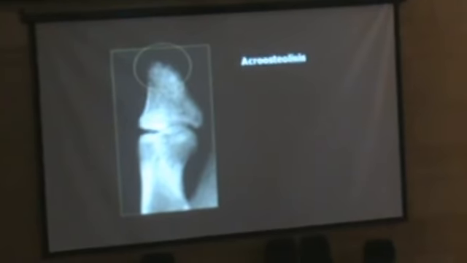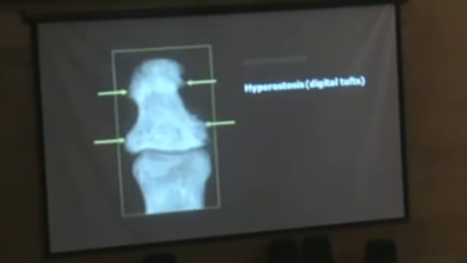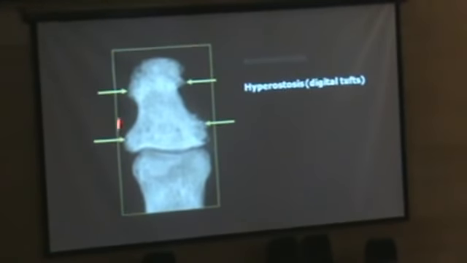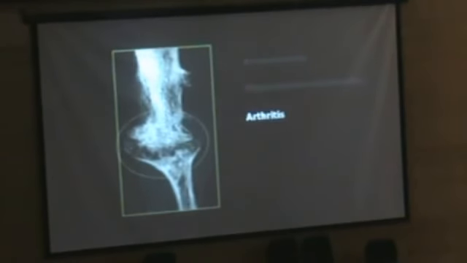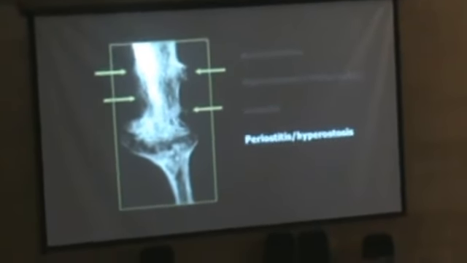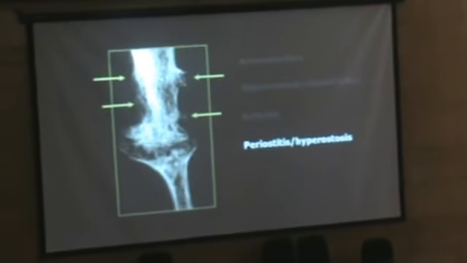Okay, this is another finding. This is a non-specific finding. Acrosteolysis we may see in a bunch of diseases, but we can see it as well in psoriatic arthritis. And this is another example of very important hyperostotic changes in the distal phalangeal bone, especially in the terminal digital tuft, as you can see in here. Arthritis, of course, is another feature, and periostitis, and again, hyperostosis is often seen in those patients. We don't often see osteopenia. We don't see that, or when we see it, it's very mild osteopenia.